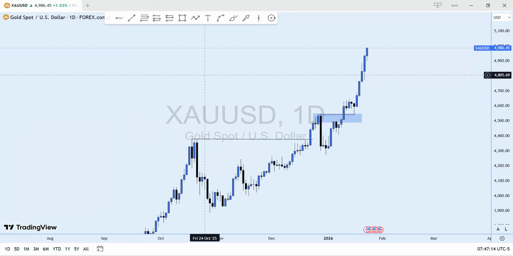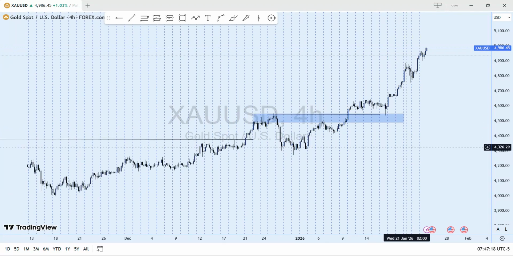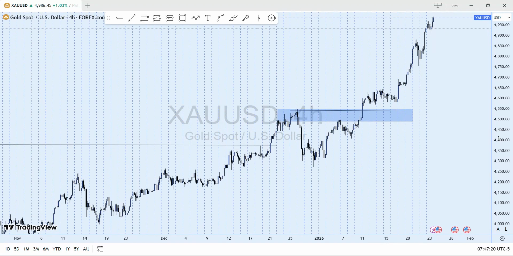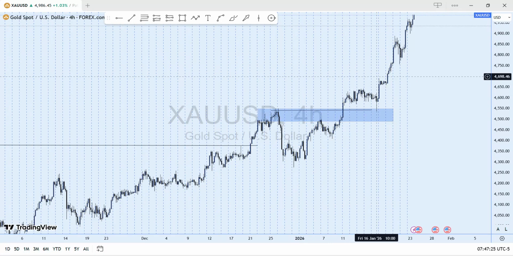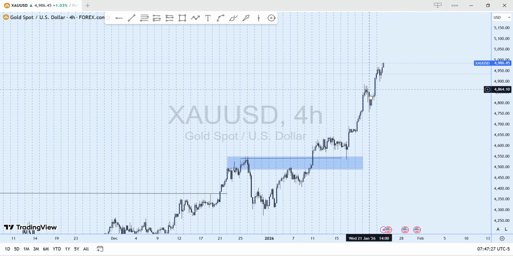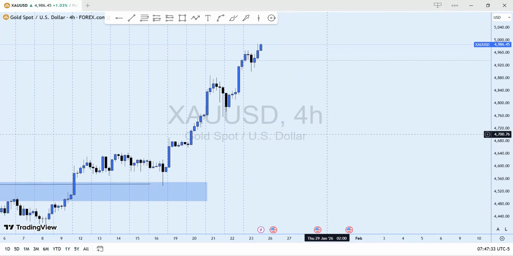All right, so now this is the daily time frame. Let's go to the 4 hour time frame. All right, even in the 4 hour time frame, you see the market has been going up, down, up, down, up, down, up. It's been bullish, so it's very, very crucial. So what are we having here?